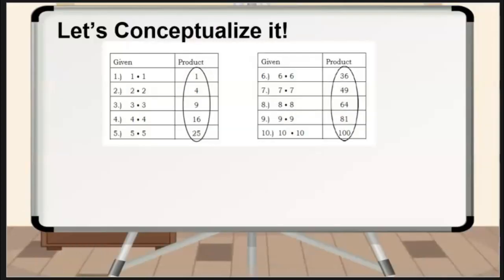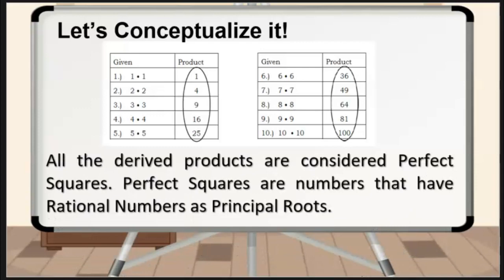Let's conceptualize it. To determine whether a principal root is rational or irrational, we need to get first the principal root of a number. We can use a scientific calculator to get the exact principal root of a certain number and tell if it's rational or irrational. We can also use the concept of perfect squares to separate rational from irrational principal root. Consider the given below. All the derived products are considered perfect squares. Perfect squares are numbers that have rational numbers as principal roots. Moreover, taking the principal root of a number is like doing the reverse operation of squaring a number.